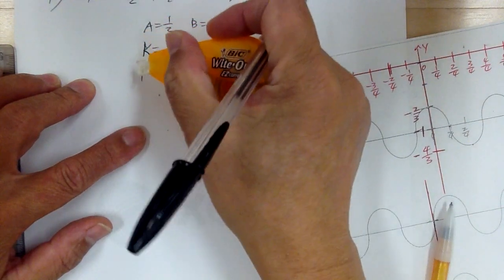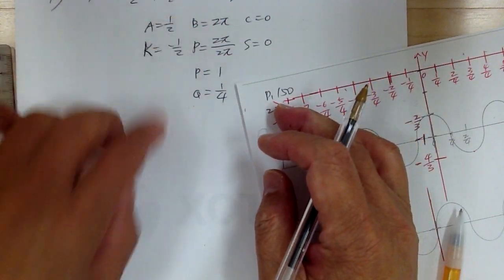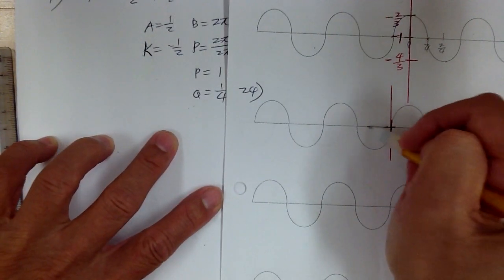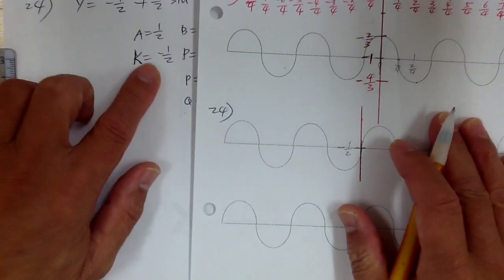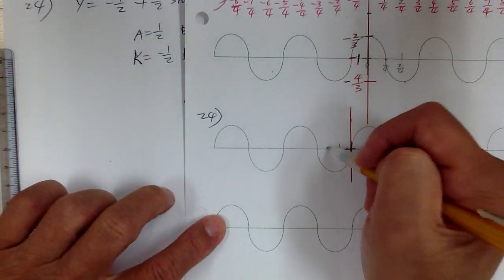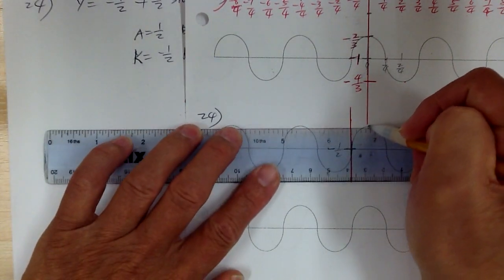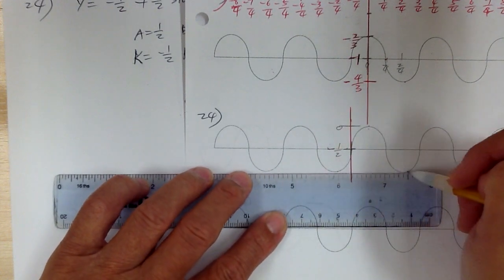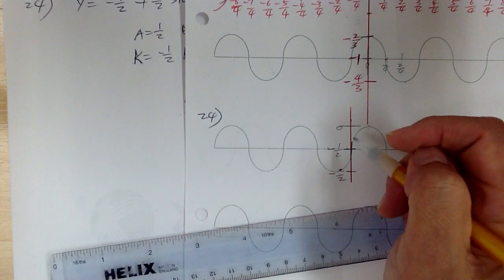K equal to negative 1/2. Okay, so be careful with the numbers. So k equal to negative 1/2, so this would be negative 1 over 2. And the amplitude is half. So start from here, you go up half, so you end up with a 0. So that's a 0, and you go down. This would be negative 2 over 2.